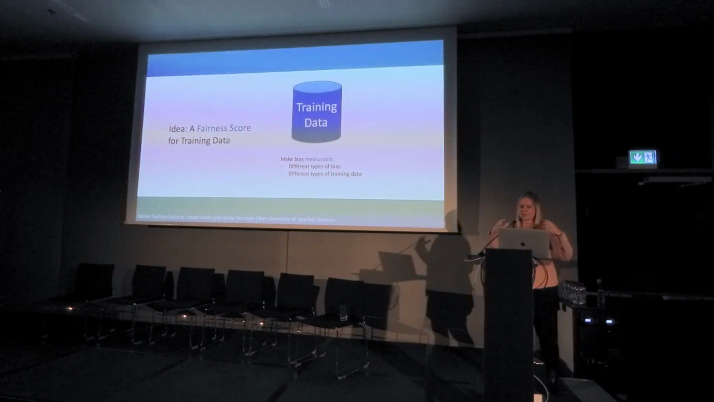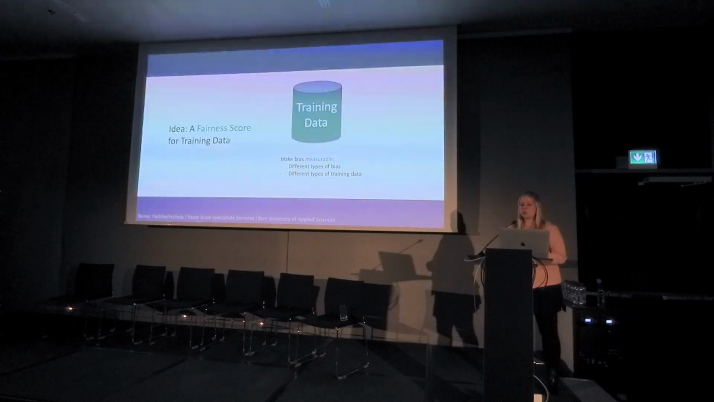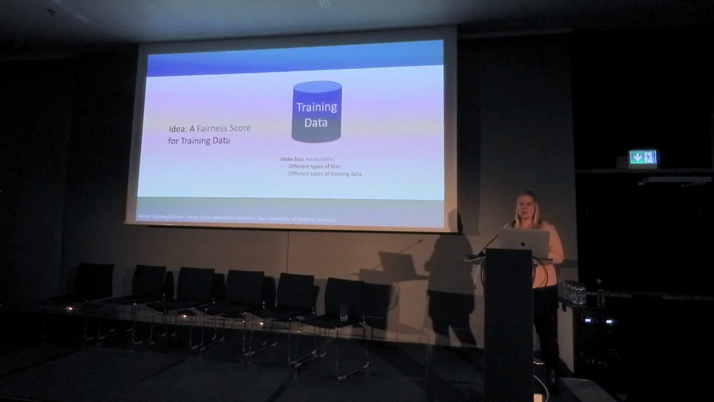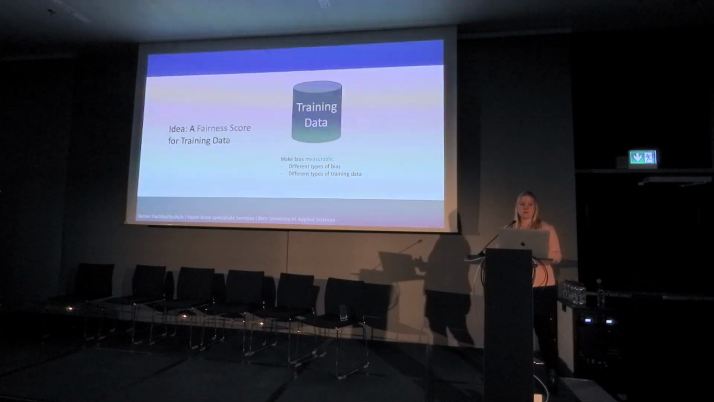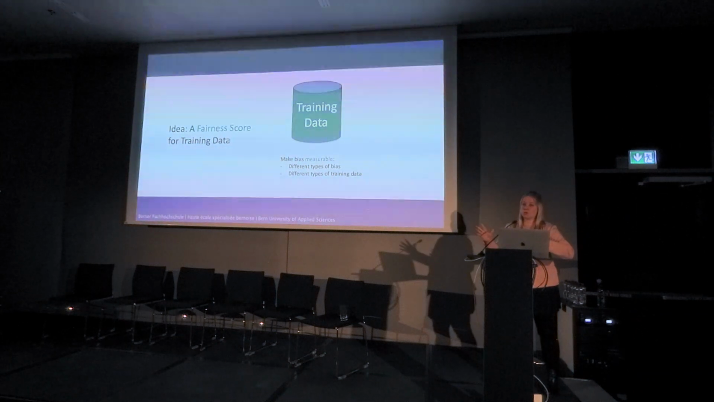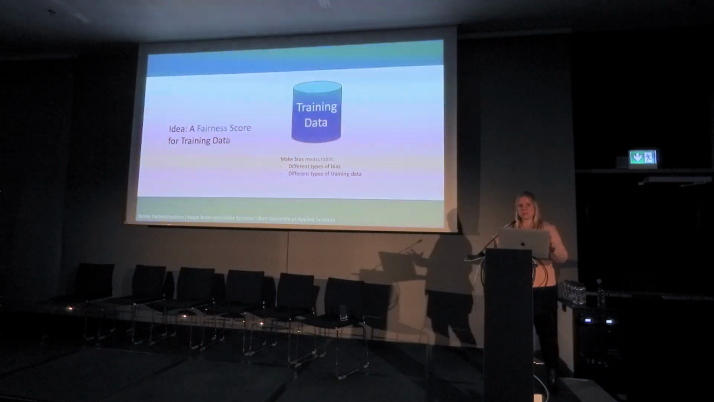The problem when trying to develop a fairness score for training data is that we have a lot of different dimensions. So one key problem is that it's hard to find a global definition of what is fairness. Fairness can be very individual. Different people might have a different opinion of fairness. In different regions of the world or different cultures, fairness might have a different meaning.